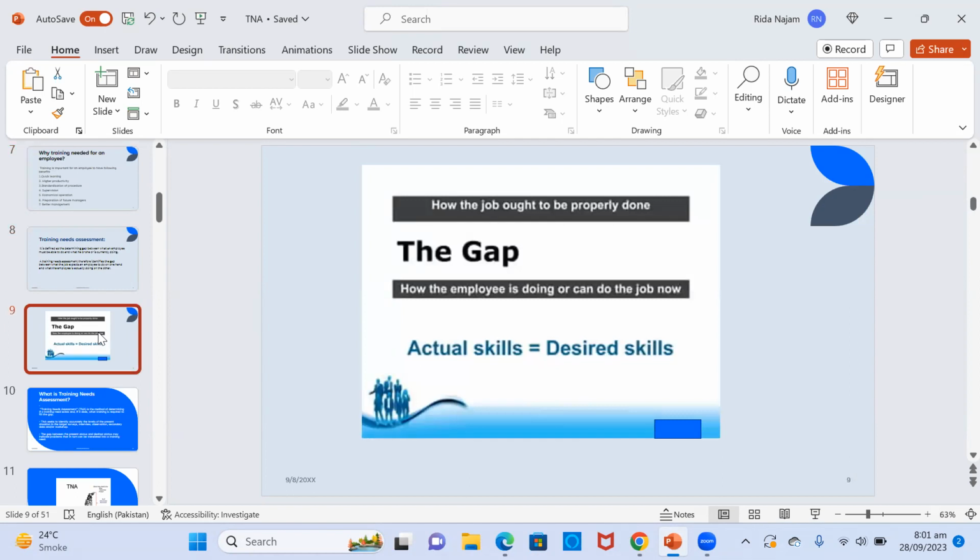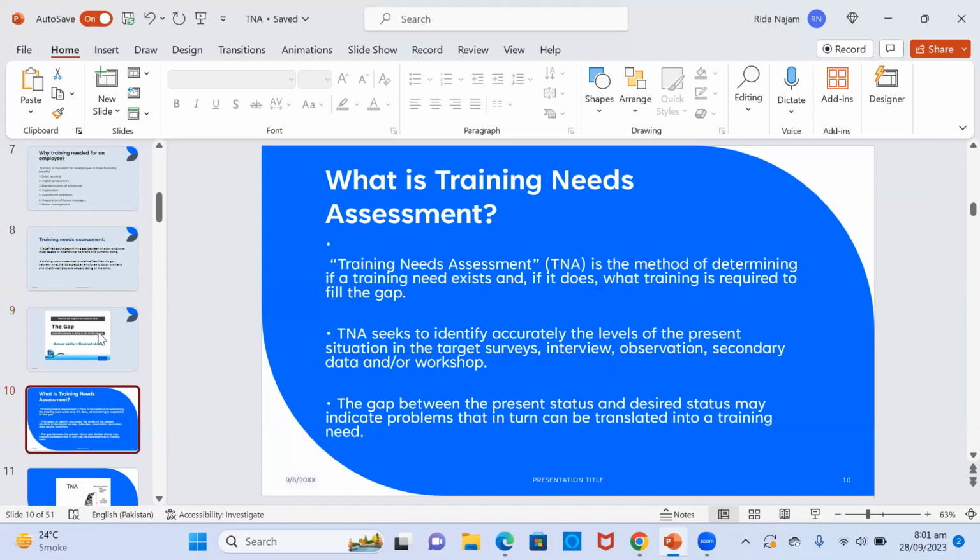So basically, how the job ought to be properly done, and the gap, and how the employee is doing or can do for the job now. So actual skills equal the desired skills. What is training needs assessment? Once again, it is the method of determining if a training need exists, and if it does, what training is required to fill that gap.